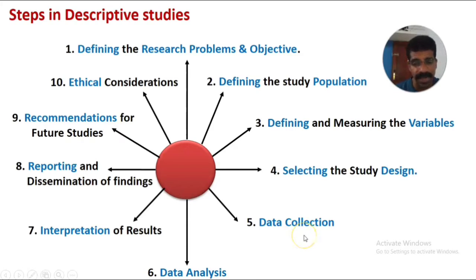Then fifth step is data collection from the samples. Sixth step is data analysis. Collected data will be analyzed. And the seventh one is interpretation of the result, the result findings of the study. Then eighth one is reporting and dissemination of the study, so publication of the research report.